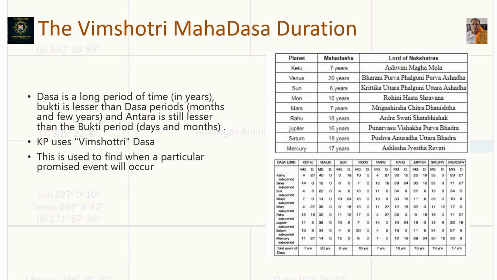So KP uses Vimshotri Dasa, and it is used to find when a particular promised event will occur. For example, when will I get married? We take the Vimshotri Dasa table for that particular person, do some calculations based on current ruling planets, and then we can easily locate when the event will happen. Those things we will see in the detailed classes which are going to follow.